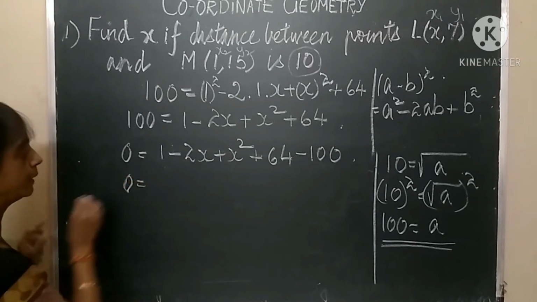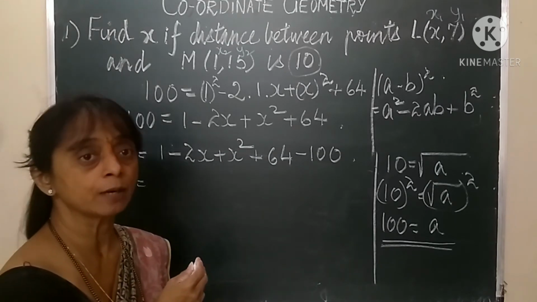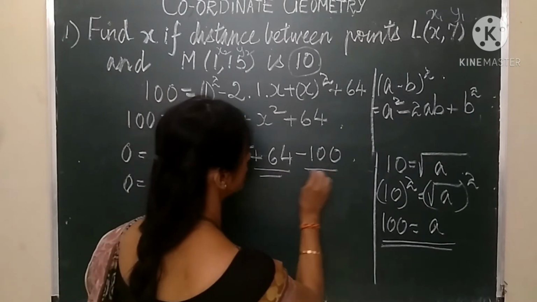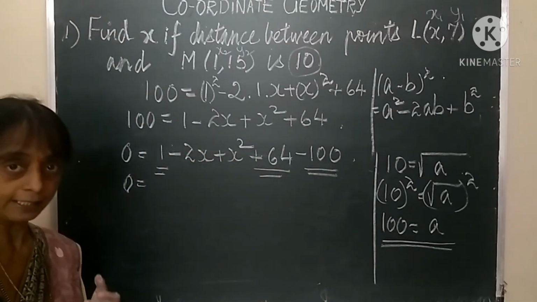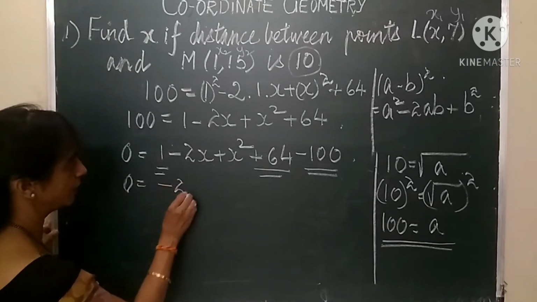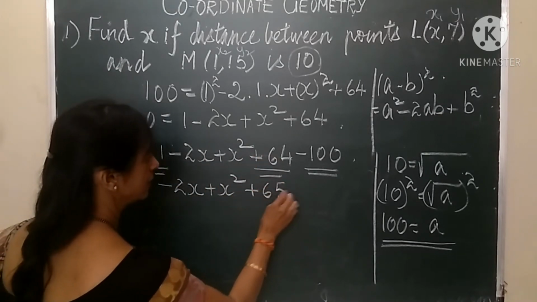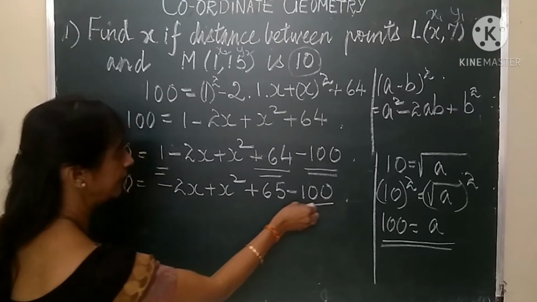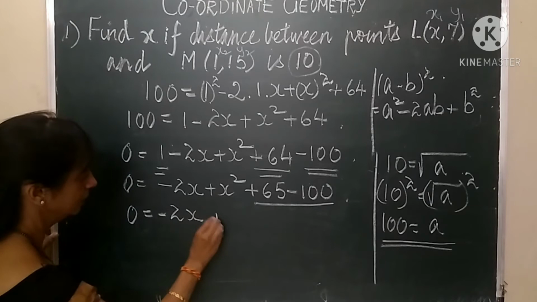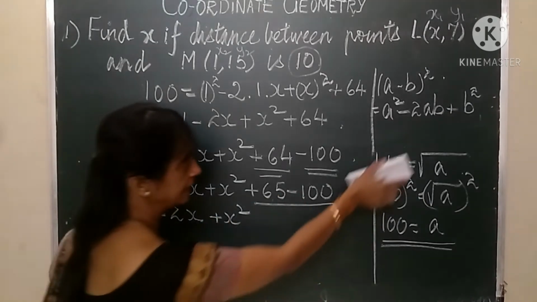We know, children, in an equation, if we have like terms, definitely we can add or subtract depending upon the signs before them. So let's check. 1 plus 64 minus 100. Let's solve it. 1 plus 64 gives us 65. So minus 2x plus x square plus 65 minus 100. Again these two. Let's solve it. Minus 2x plus x square. Now over here, children, plus 65 minus 100.